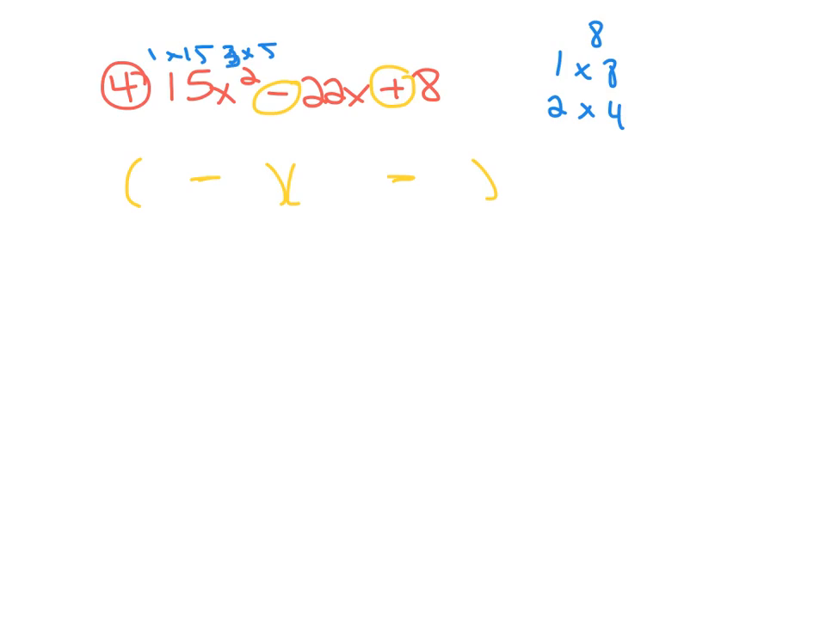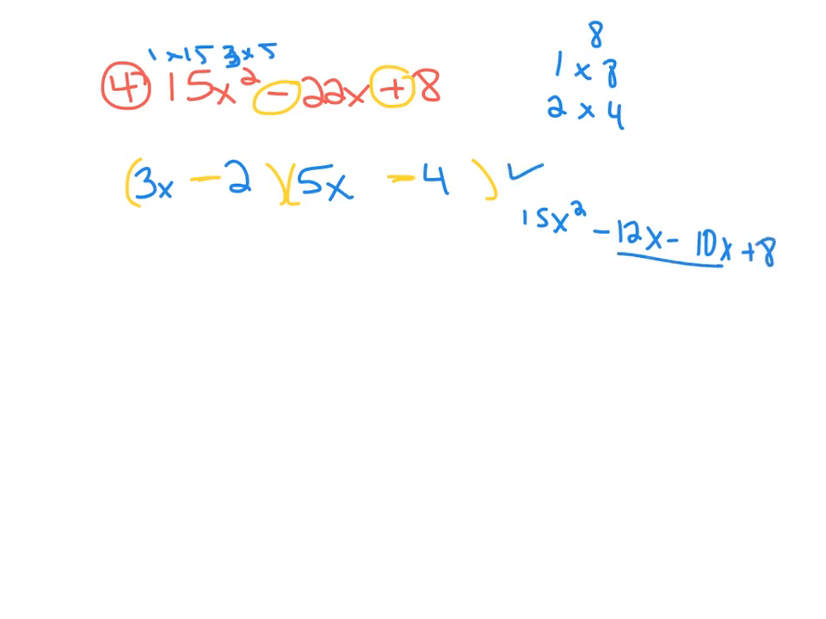All right, so now your answer should have been 3x minus 2, 5x minus 4. All right, 15x squared minus 12x minus 10x plus 8. That one worked. And what I want you to look at is how many tries did it take? Were you able to get it pretty quickly? Did it take a while? All right, let's look at number 5.